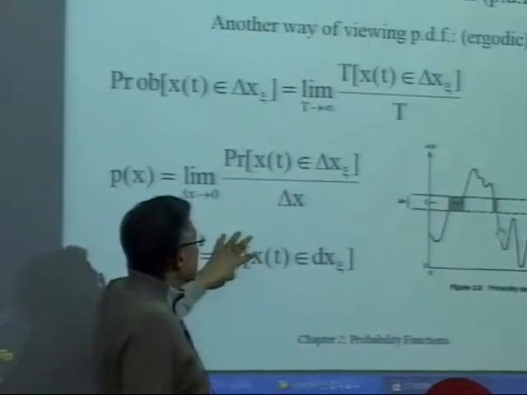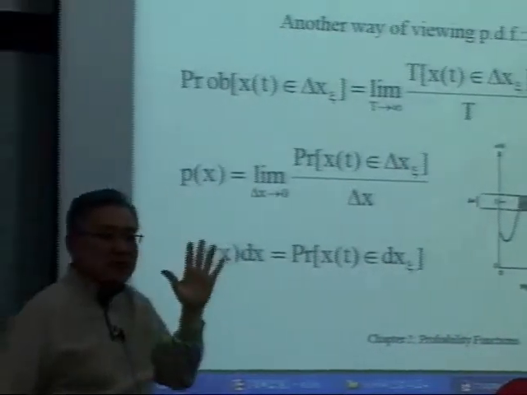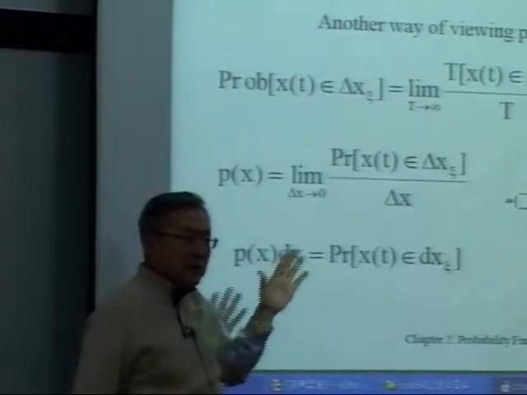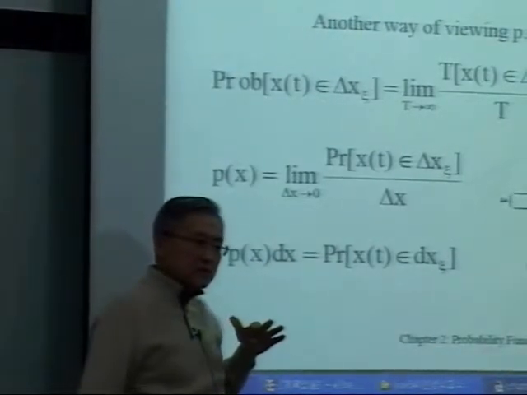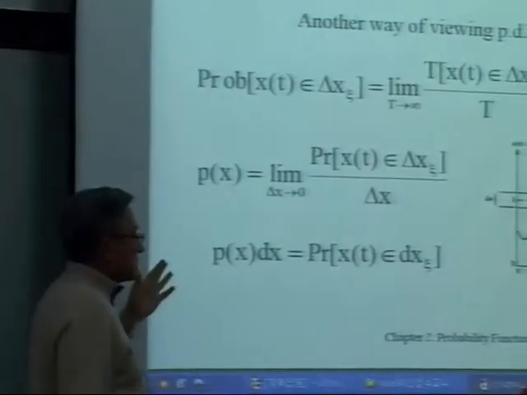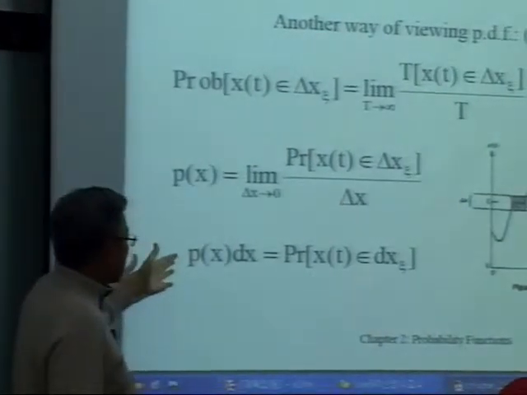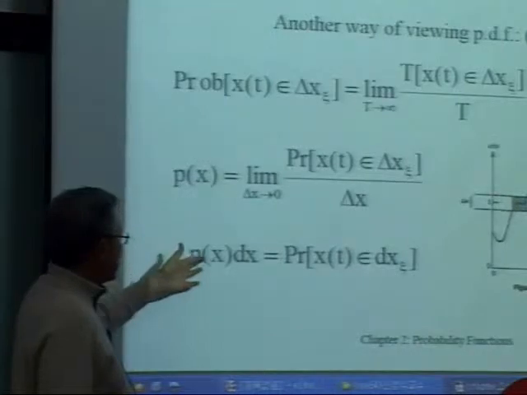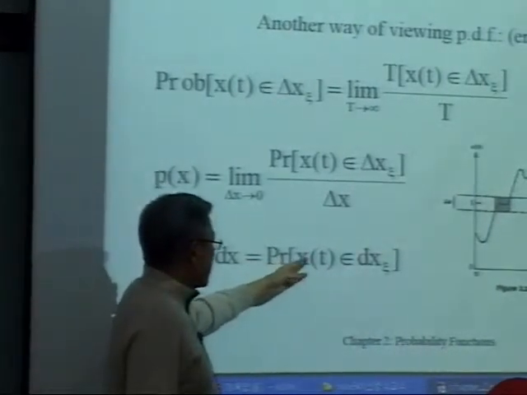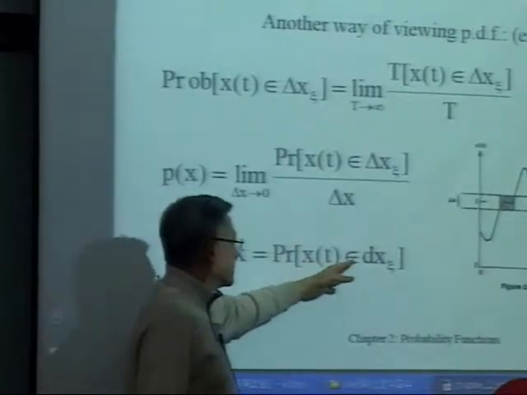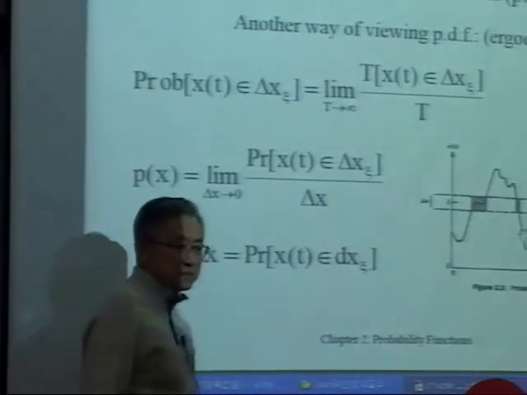And this looks like it's very clear, but later this is coming back. So you have to capture it here correctly. p dx is the probability that x is within the dx chi. Okay.